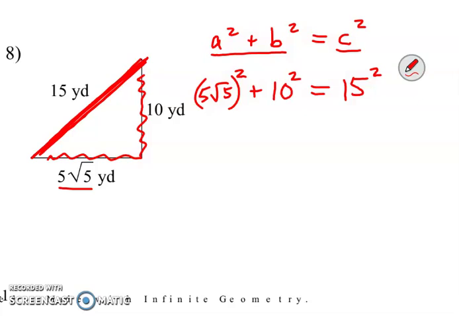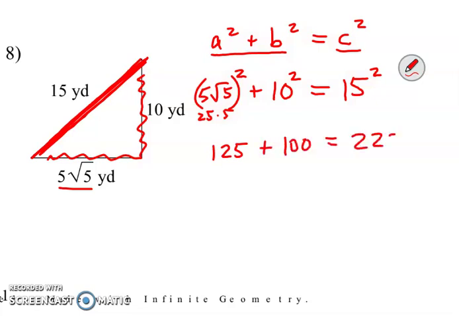Okay, so once you've got this set up, and we're trying to figure out if these two sides really are equal, now it's a matter of doing the algebra. So 5 times the square root of 5 squared, well, that's like 5 squared, which is 25, times square root of 5 squared, which is 5. Altogether, that's 125. When I take 10 squared, that's an easy one, that's 100.